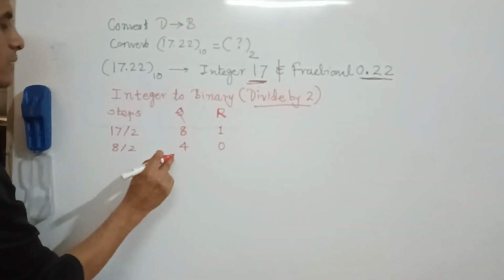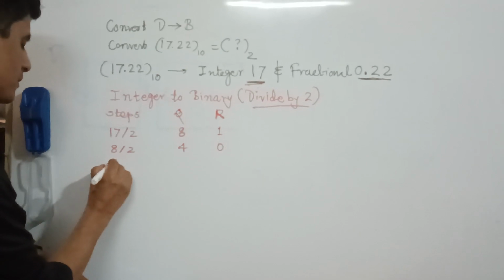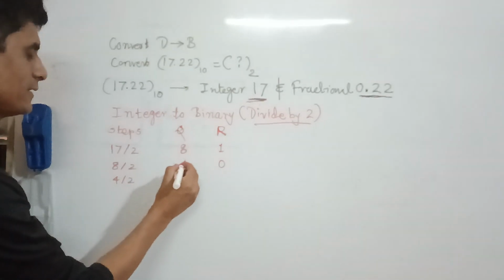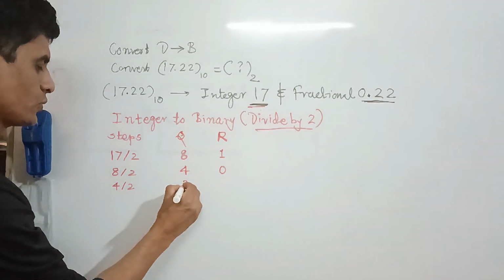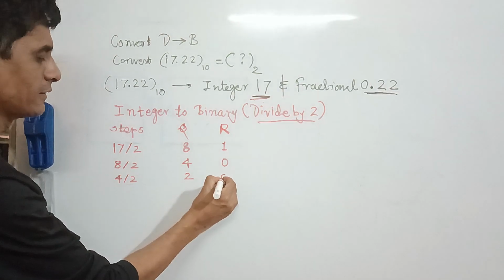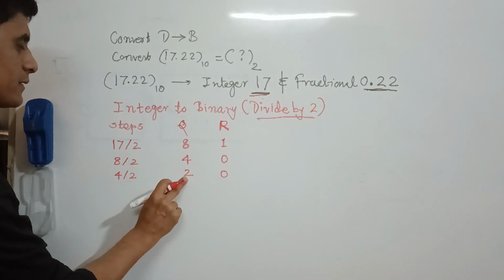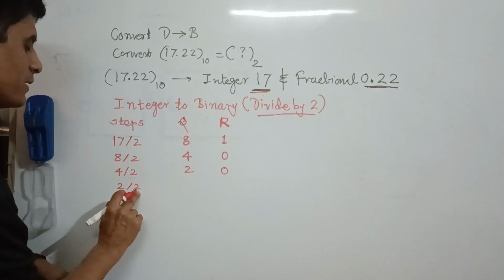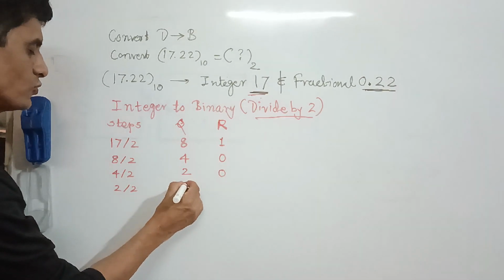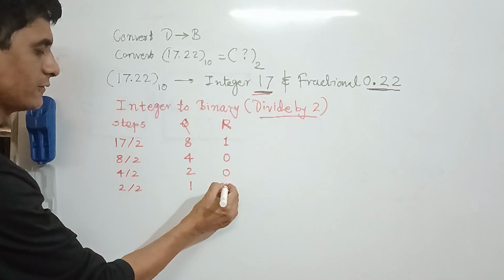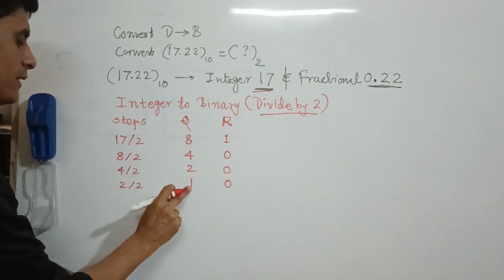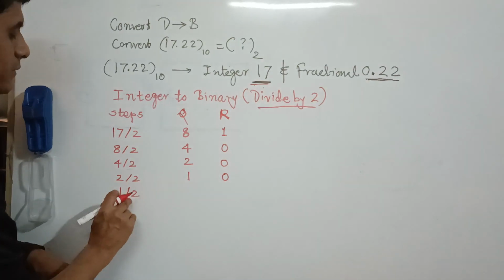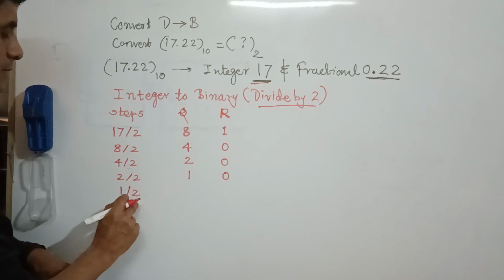0. Then take 4 by 2. The quotient is 2 and the remainder is 0. Then take 2 divided by 2. The quotient is 1 and the remainder is 0. And hence take 1 divided by 2. Dear student, 1 divided by 2 is 0.5.